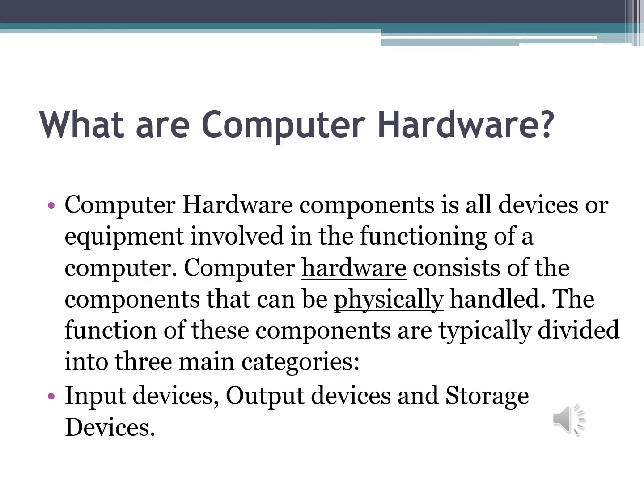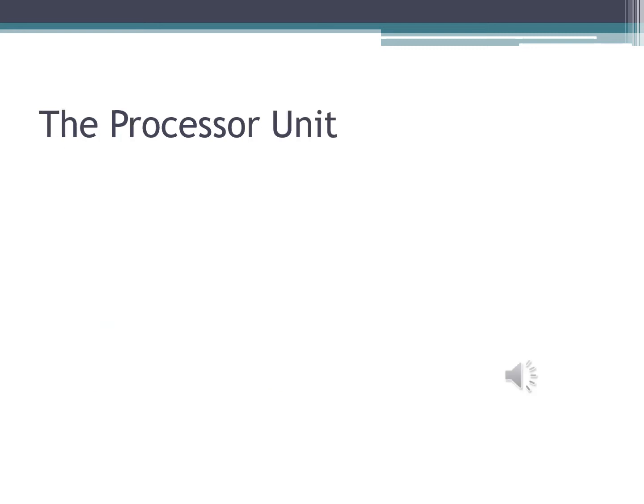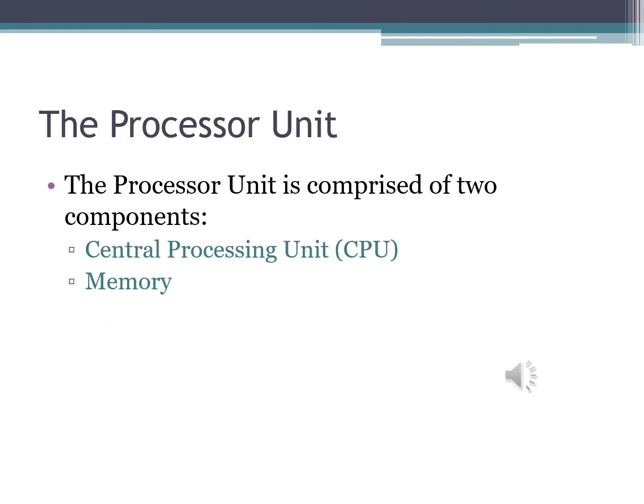The functions of these components are typically divided into three main categories: input devices, output devices, and storage devices. Input devices enable the user to enter data into memory. Examples of input devices: keyboard, mouse, scanner, touch screen, OCR. The processor unit is comprised of two components: the central processing unit (CPU) and memory.